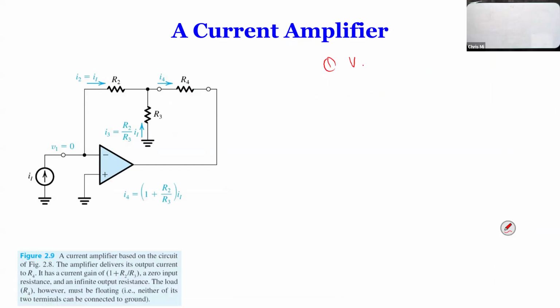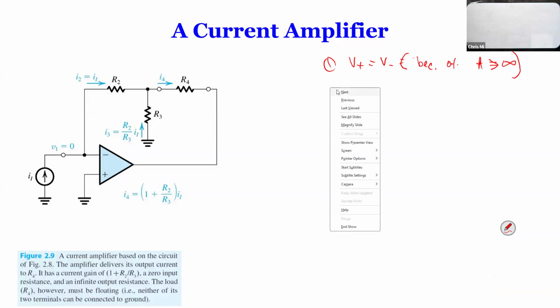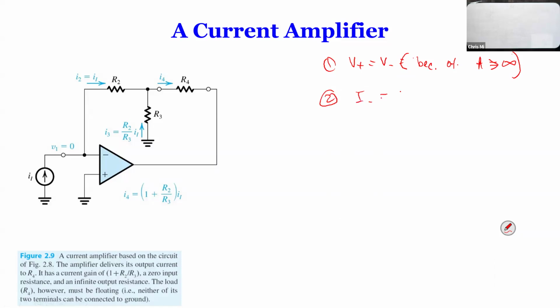So V plus equal to V minus, this is because of A equal to infinity. And number two is I minus equal to I plus equal to 0. And this is because our input resistance is infinity.